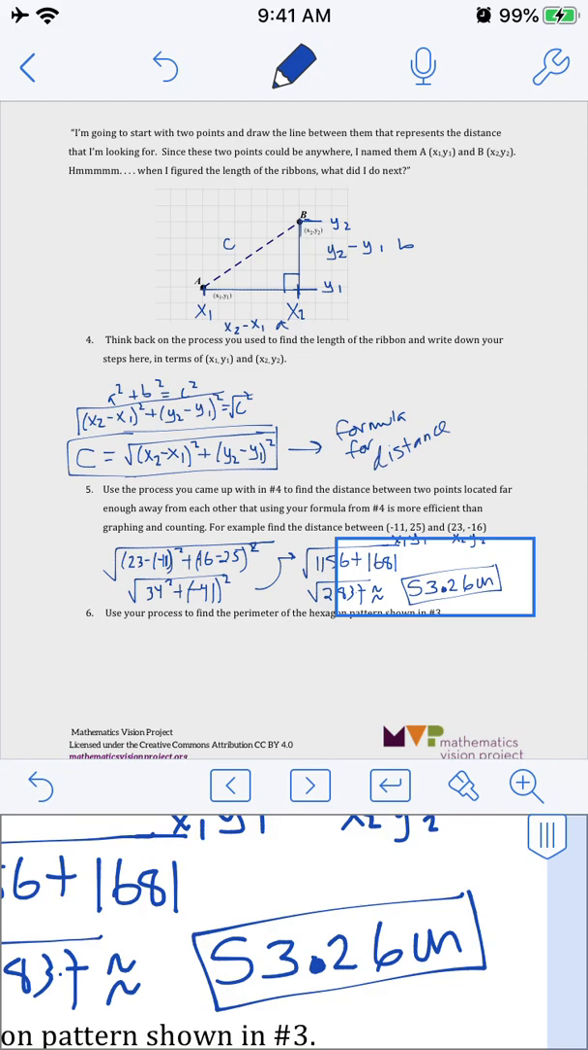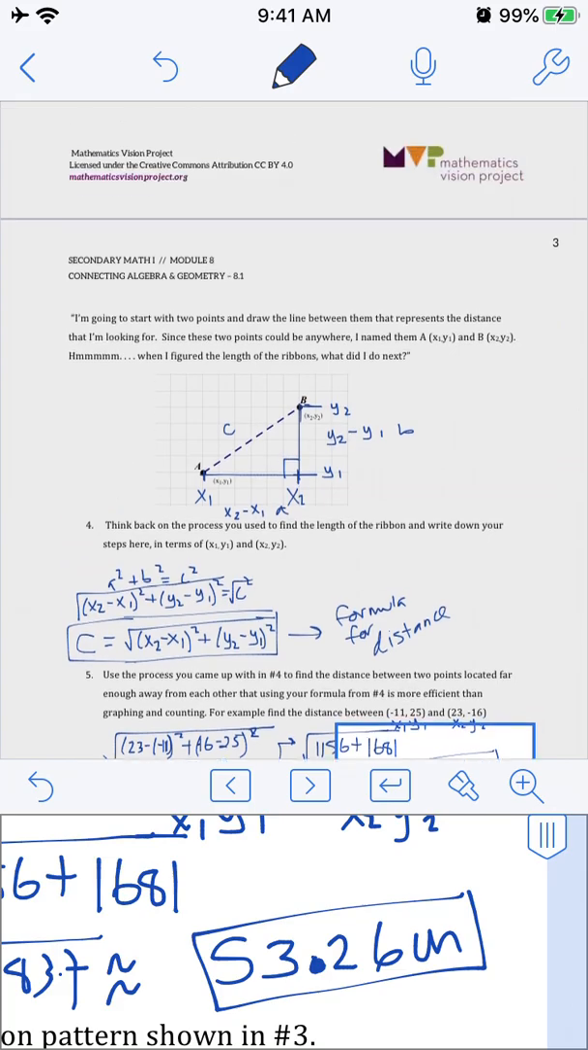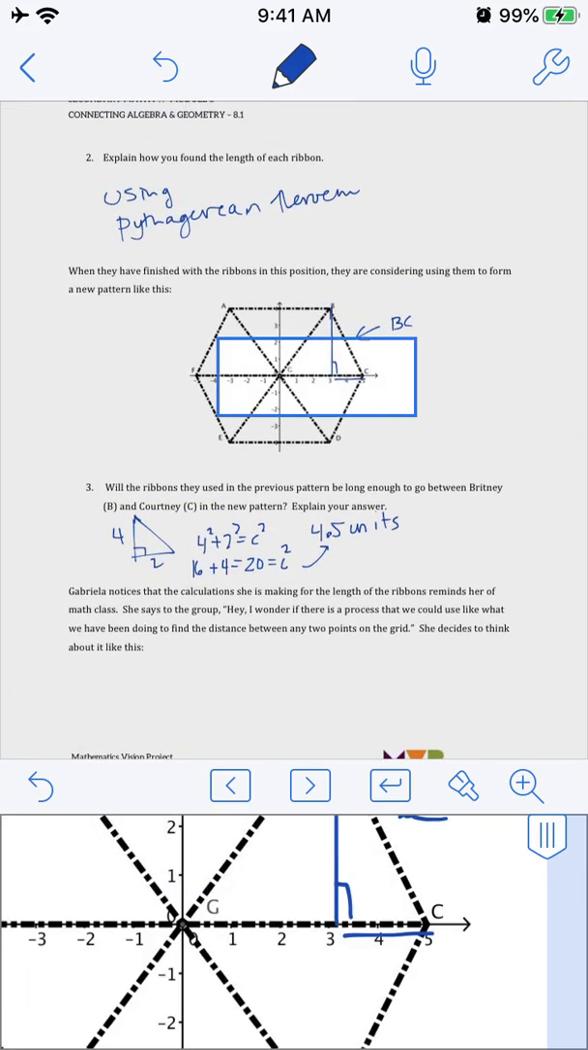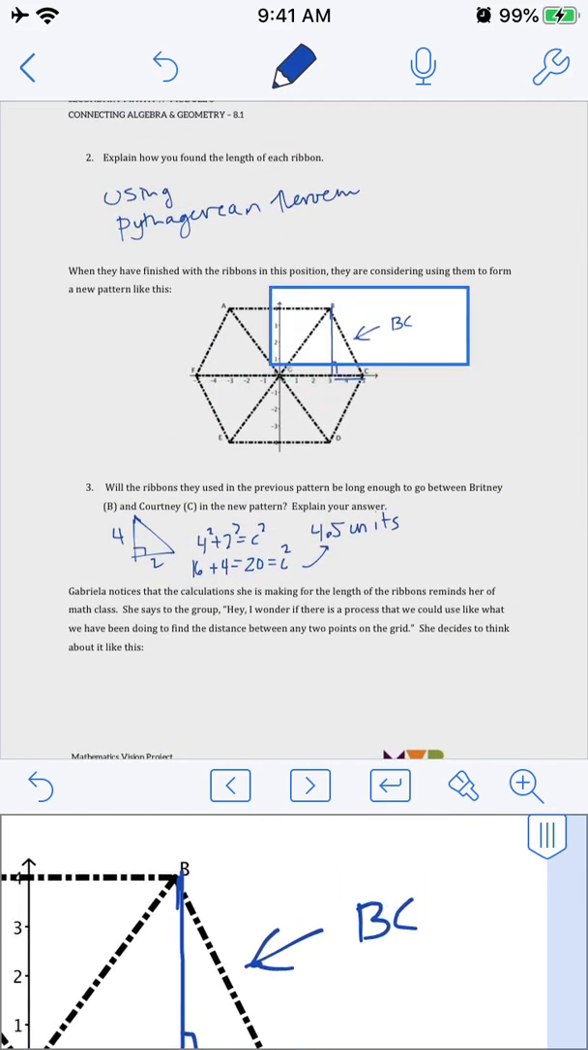Use your process to find the perimeter of a hexagon pattern shown in number 3. So the perimeter of the hexagon pattern. This one I'm going to give you a chunk of time to do because I'm not going to do the whole thing together. But the one in number 3 is right here. We found BC. Woot! It's 4.5. Does it mean I need to now find the insides or the outsides? Well, if you recall, perimeter is the outsides, right? So we need to find the distance going around the whole thing.